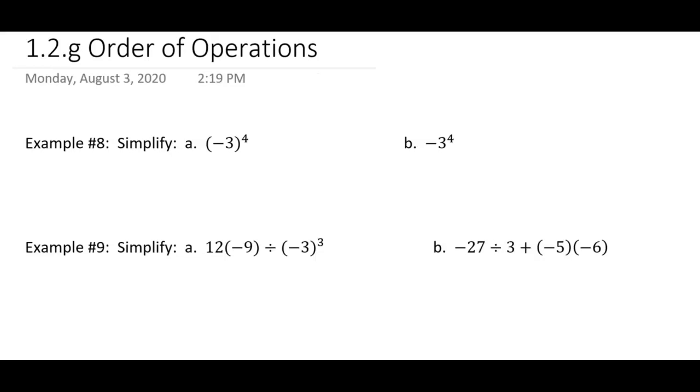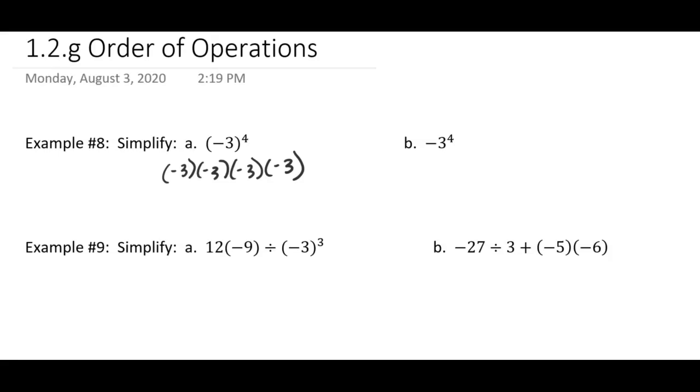Now we're going to do a few order of operations problems involving integers. The first example, there's a part A and a part B you can see. Very different problems, because the one has parentheses around -3. So it means that you're raising -3 to the 4th power, or -3 times -3 times -3 times -3. Now there are 4 negative signs, so that means it's going to be positive.